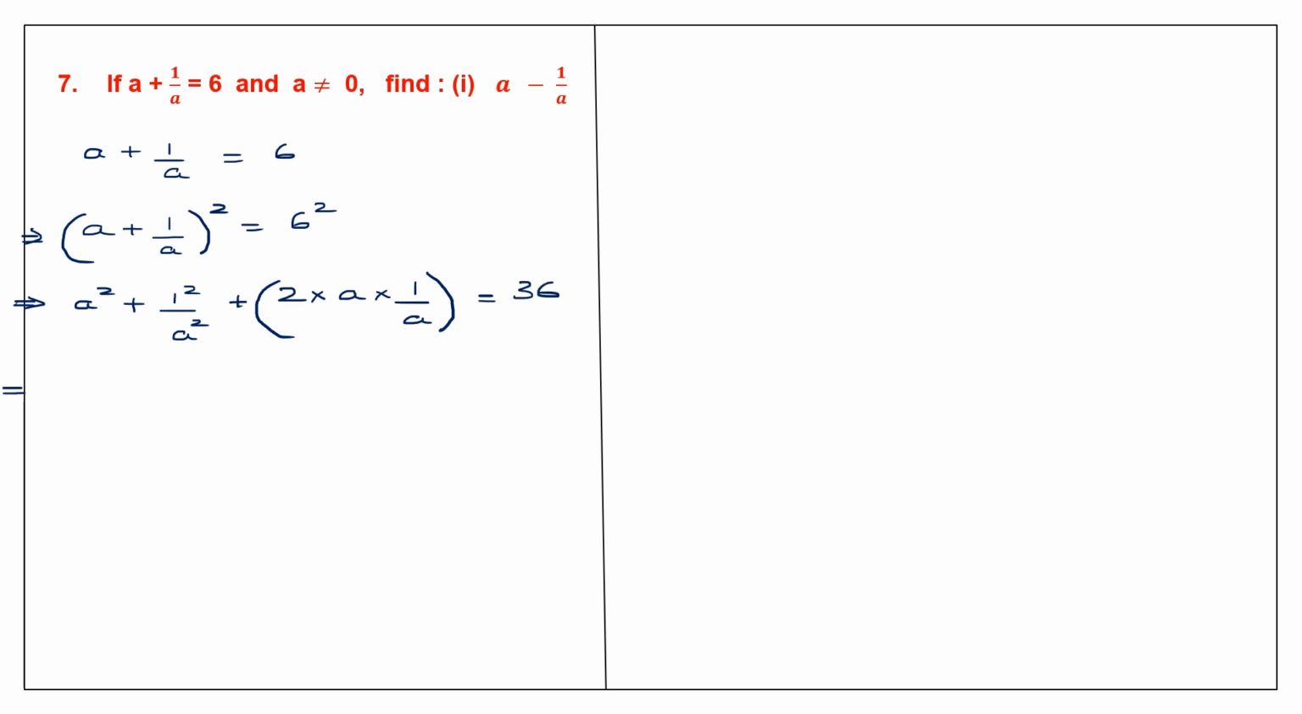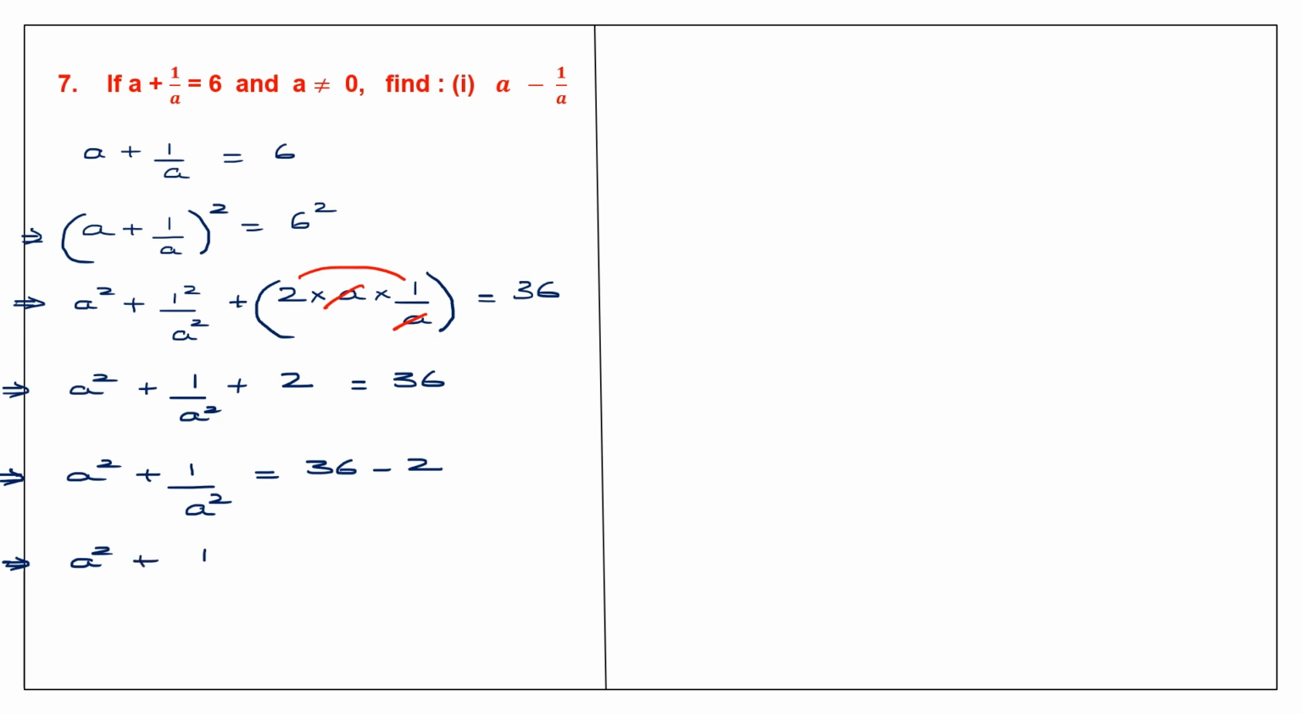So let's simplify this. So this is a square plus 1 by a square plus, now here what do we have? 2 into a into 1 by a. I can cancel this a and this a. So now I have only 2 into 1, which is 2, and that is equal to 36. Now a square plus 1 by a square, I just need only this, so I'm going to move 2 to the other side. So this becomes 36 minus 2. So a square plus 1 by a square is equal to 36 minus 2, which is 34.